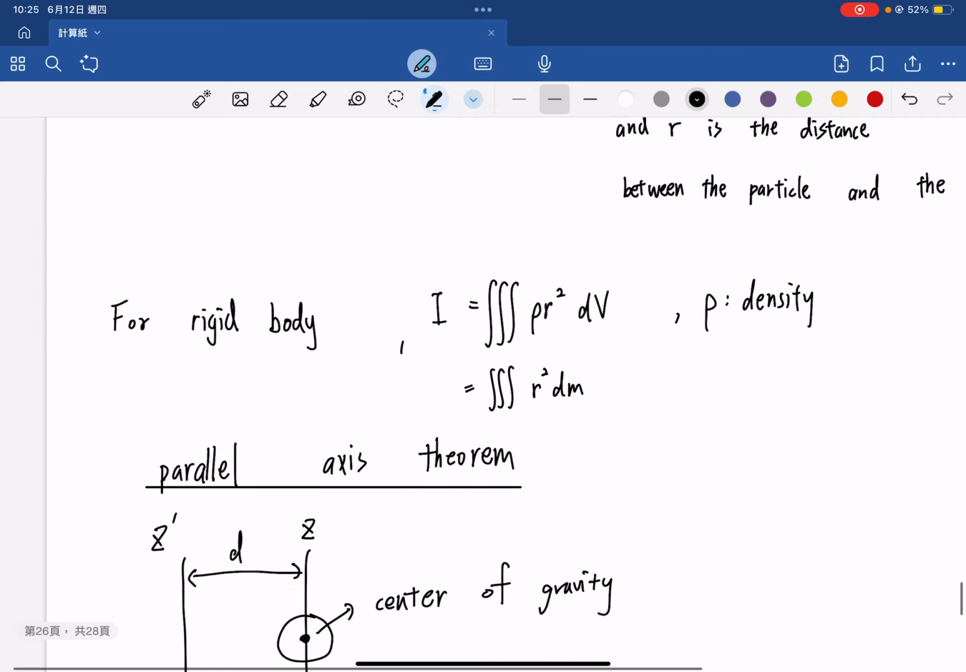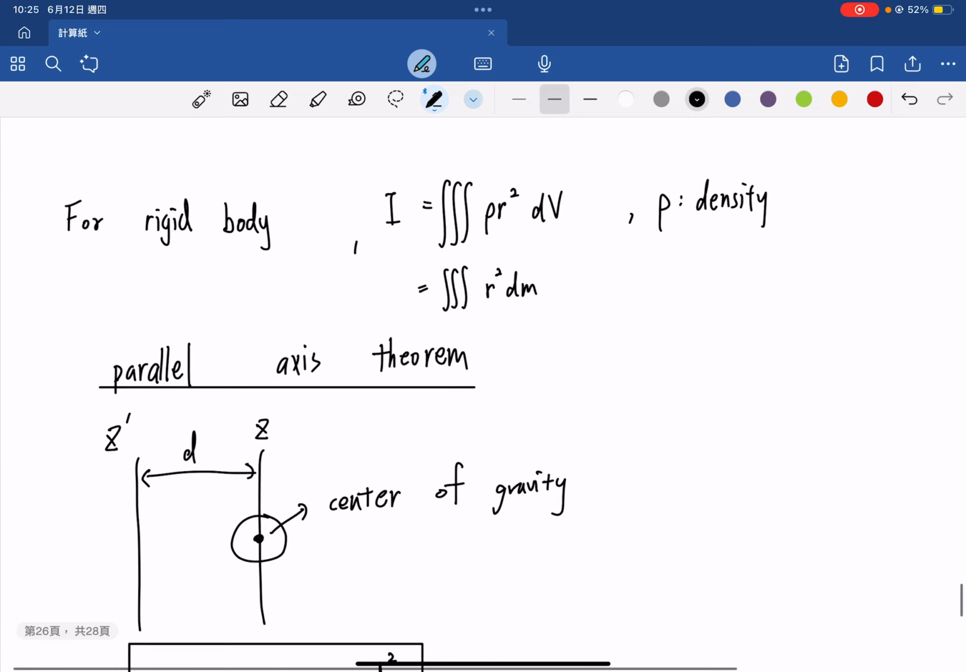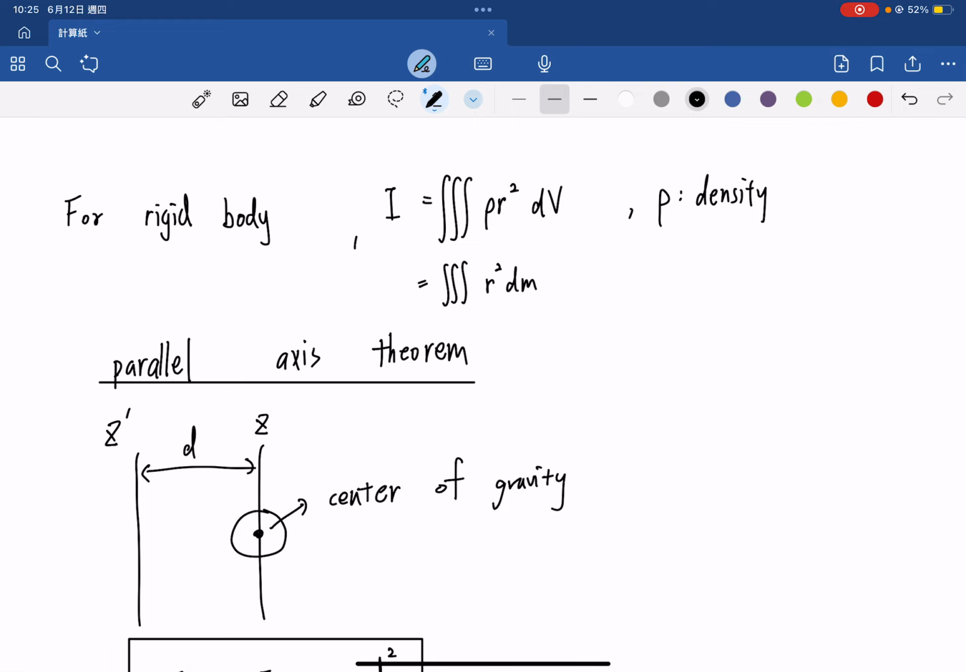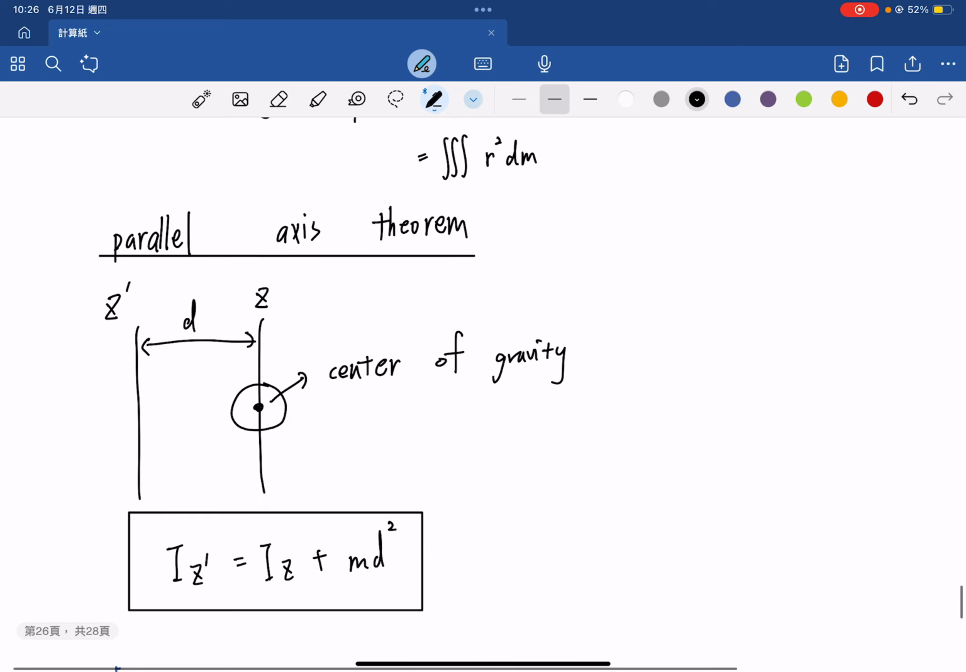And we have the parallel axis theorem for two distant axes, z and z prime, where the distance between them is d, and the center of gravity of the rigid body passes through the z-axis. Then we have that the moment of inertia about z prime is equal to the moment of inertia about z plus the mass times the square of the distance between them.